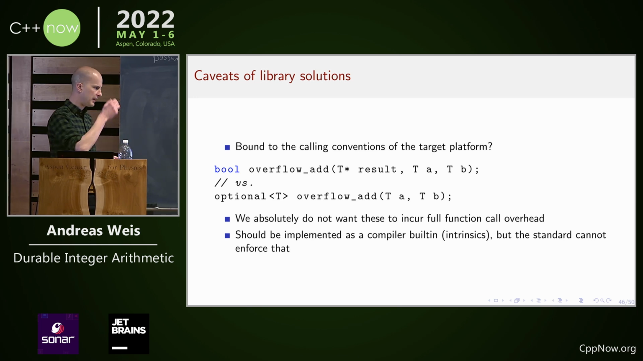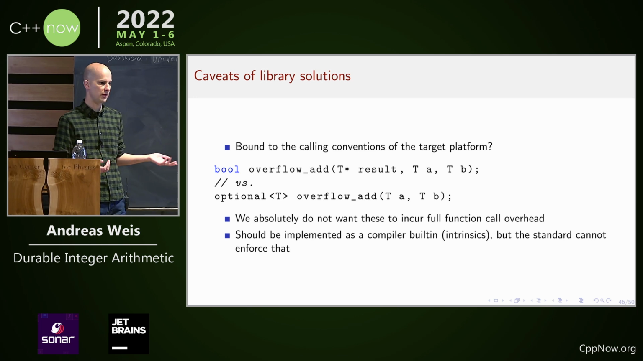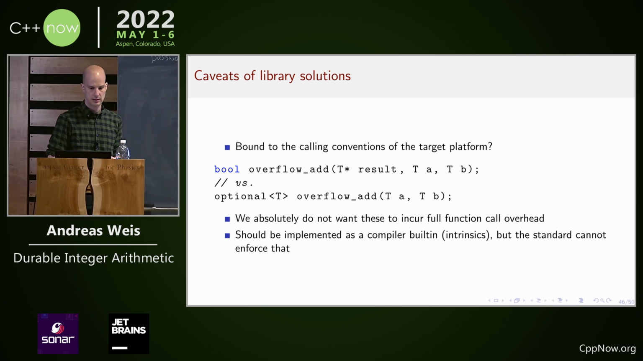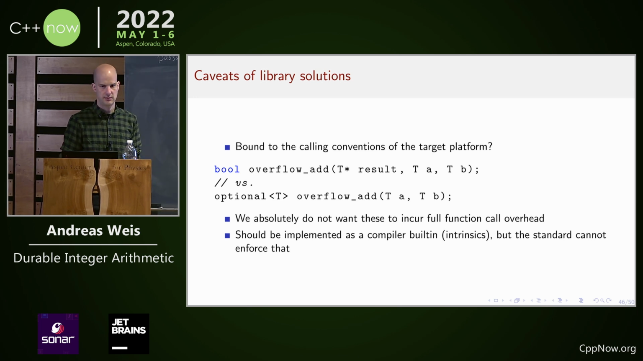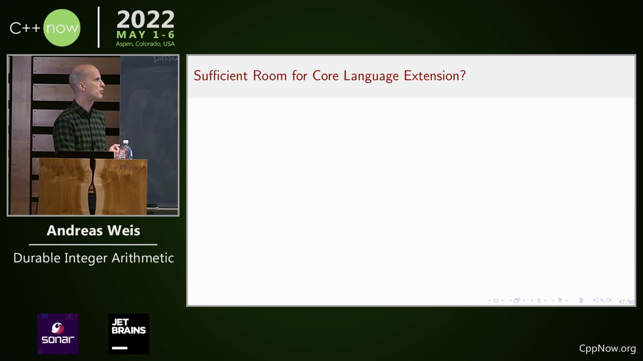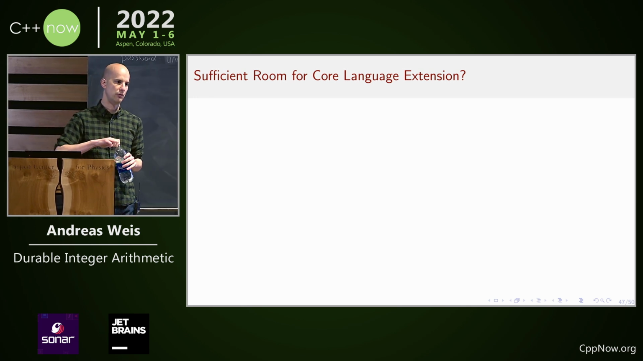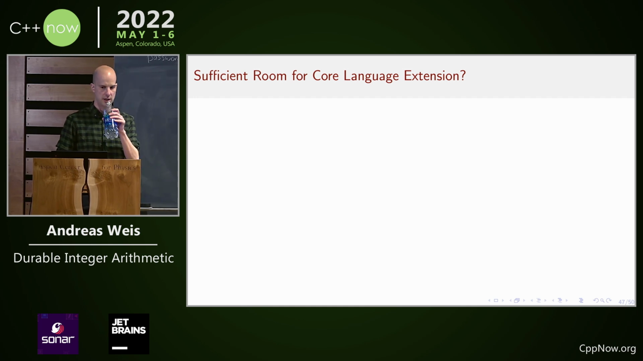So yeah, the way that I envision this is that the compiler would map this to the same functionality that is these days available through the compiler built-ins or intrinsics. Of course, we cannot enforce that in the specification, but as I said, it's in their own best interest for the compiler implementers. So that leaves the question: is there actually sufficient room for solving this problem in the core language, or is the library solution good enough and gets us there all the way?